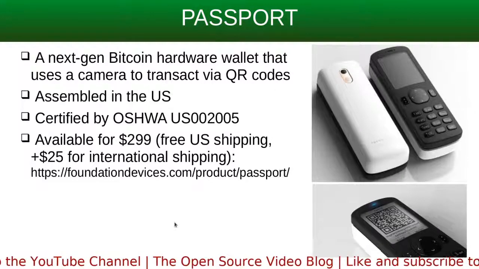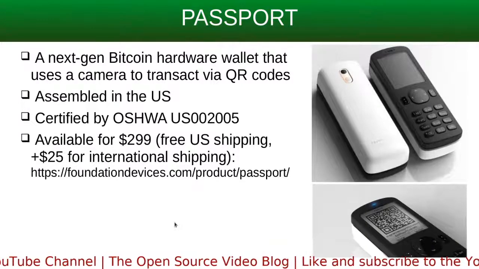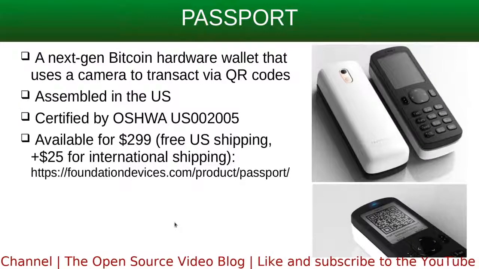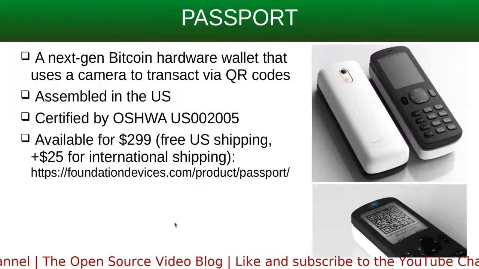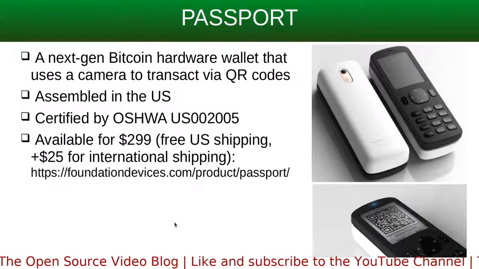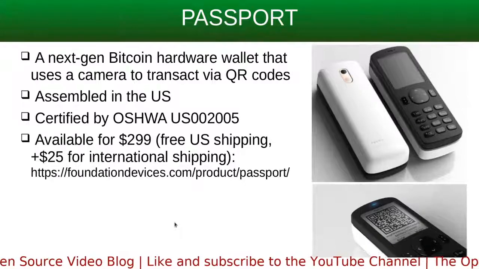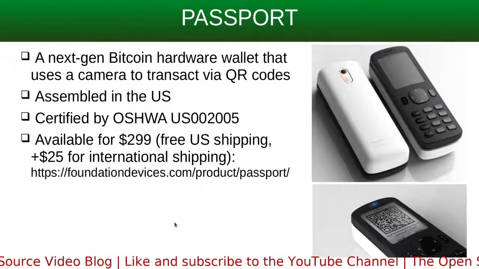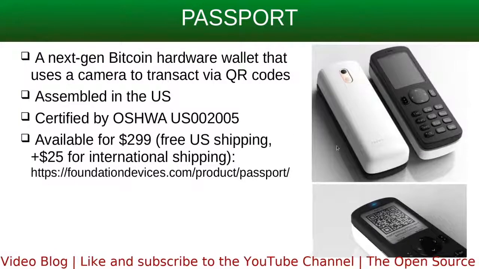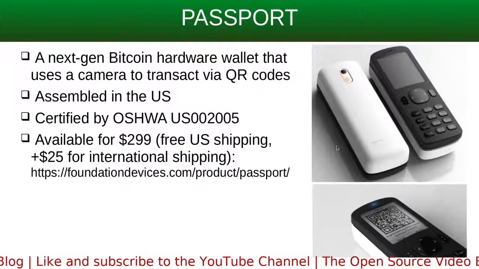It's available for almost $300 US. However, this includes free US shipping. If you would like to buy it from outside the United States, you have to add $25 US more. According to the information on their website, this device is assembled in the United States, and it has been certified by the Open Source Hardware Association under the number with prefix US, because it's coming from the United States, 2005, which means that there are more than 2,000 open source hardware projects from the United States. Isn't that amazing?